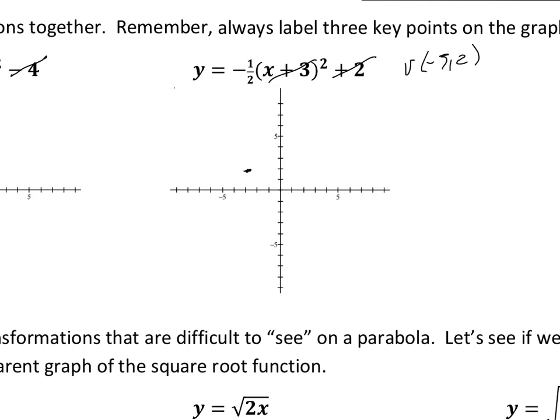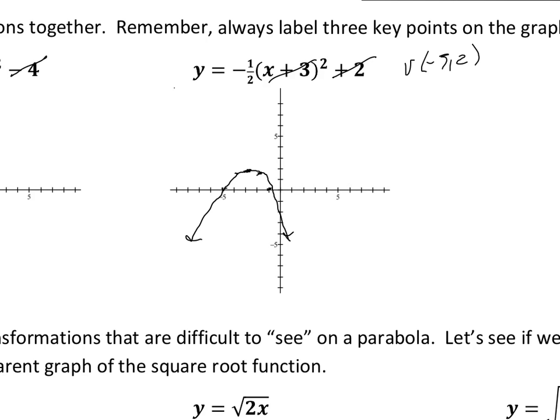So I'm going to just go right 1, and where am I going? Down how much? Down 1/2. So we go right 1, down 1/2. If I go right 2, I go down 2, right? 2 squared, which is 4, times 1/2 is 2. So I go right 2 and down 2. Then I go left 1 and down a half, and left 2 and down 2. And there's my graph.